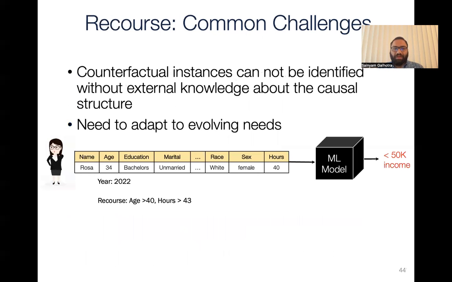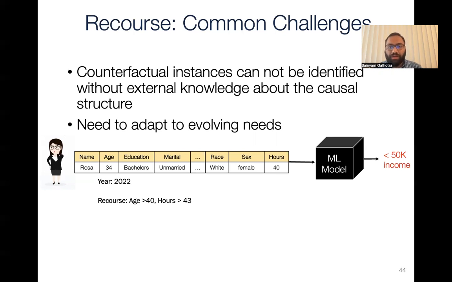Until now, we looked at 3 different techniques for recourse, all of which formulate it as an optimization problem. One of the main challenges of these techniques is the reliance on domain knowledge to generate counterfactual instances. In addition to that, a critical need of these techniques that study recourse is their adaptability to evolving needs of the real world. And none of these techniques do that as of now.